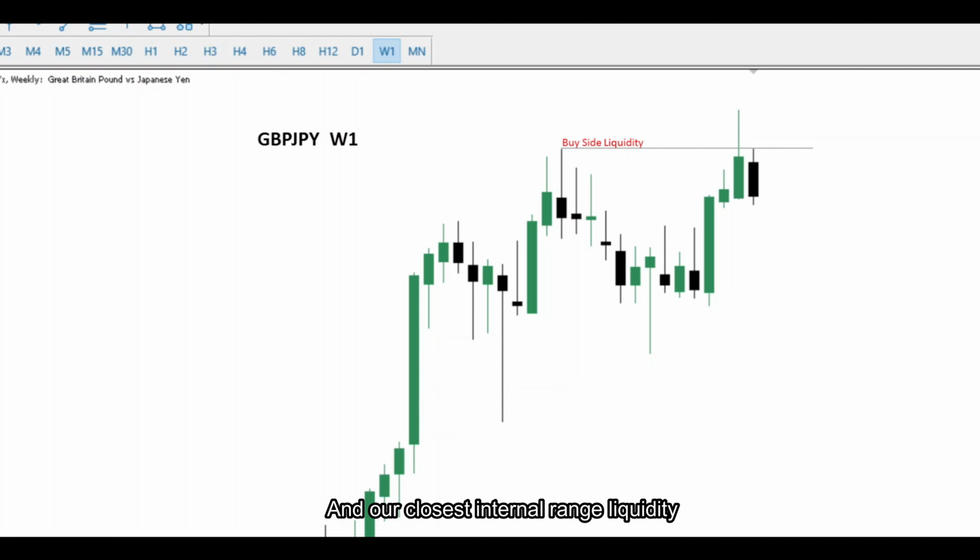And our closest internal range liquidity inside of this range is this fair value gap, including the lows of the previous weeks. For me, this time frame is still bullish until we violate this order block, which is this down candle. So let's go lower and see if we can find a narrative that we can use to trade into this fair value gap.